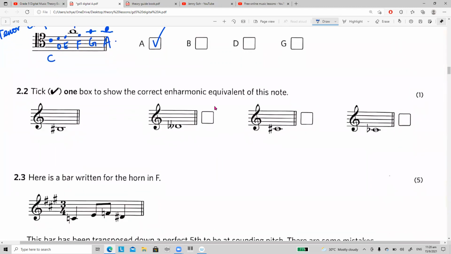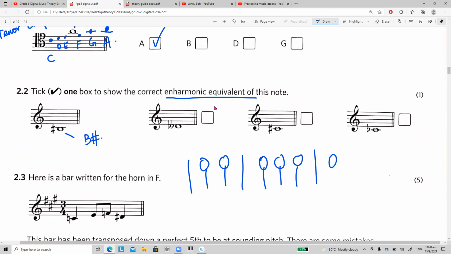Next, 2.2, tick one box to show the correct enharmonic equivalent of this note. So this in treble clef is a B sharp. For B sharp, you need to find out the position of this note on the keyboard. So B, as you know, the B is here. So B sharp means you raise up a semitone, which means it's here. So this is a B sharp.